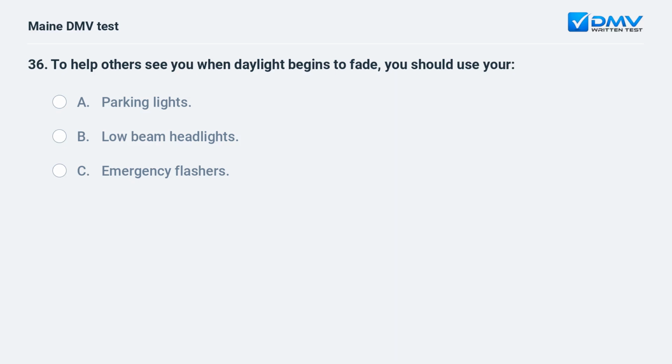To help others see you when daylight begins to fade, you should use your: A. Parking lights. B. Low beam headlights. C. Emergency flashers.